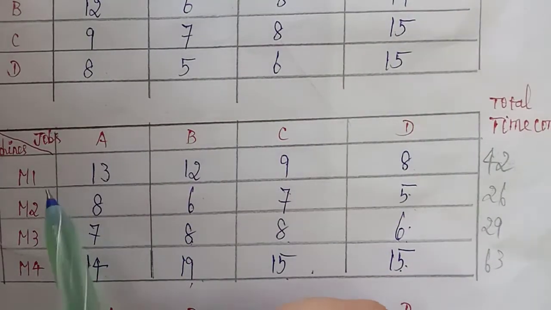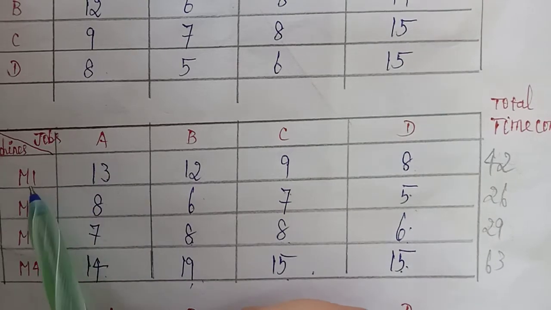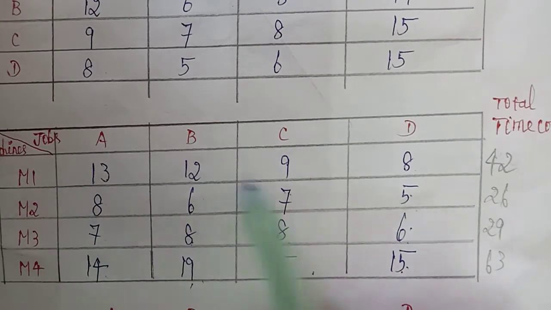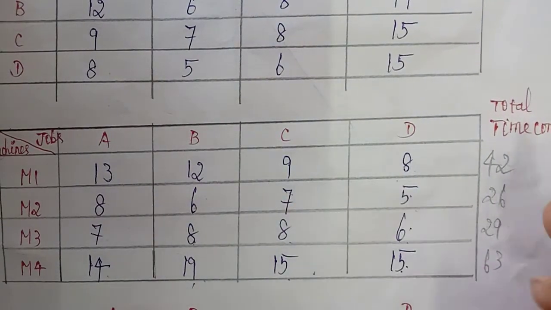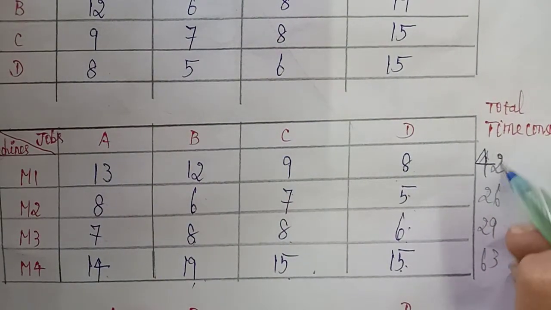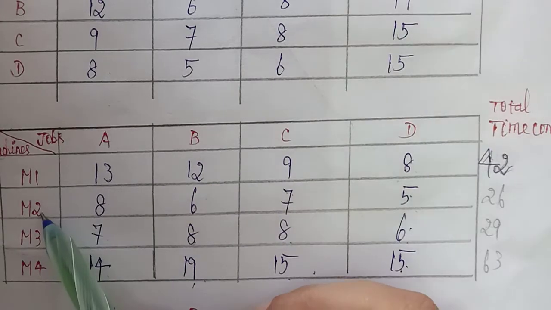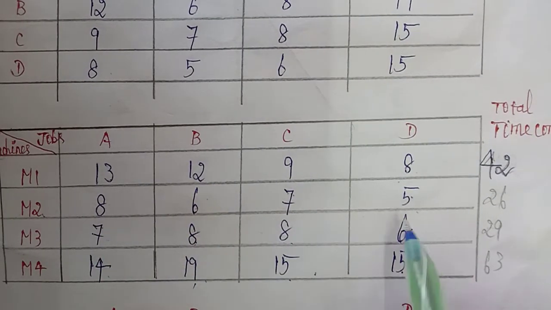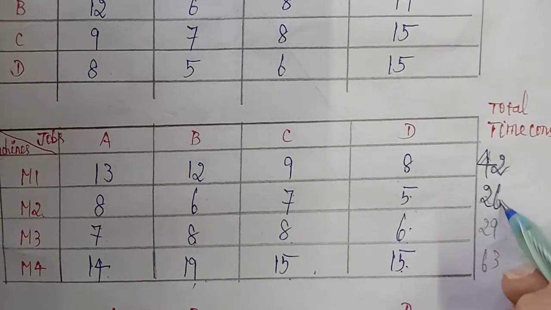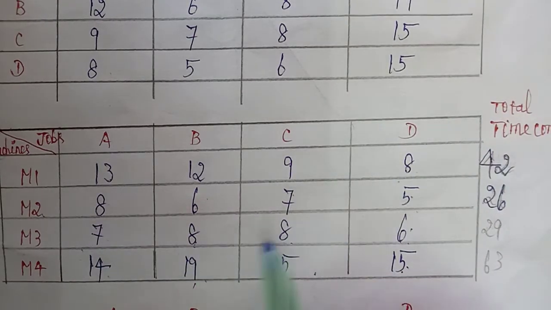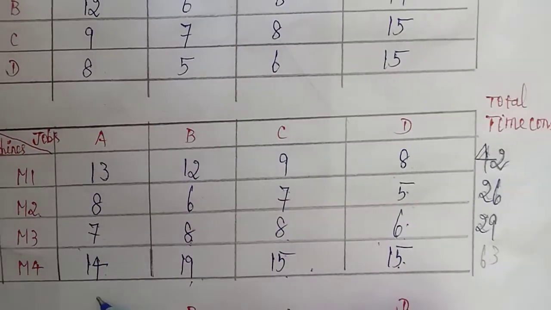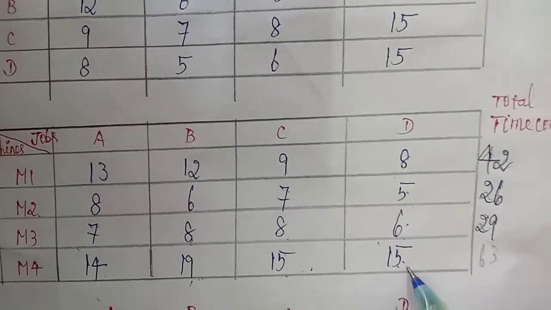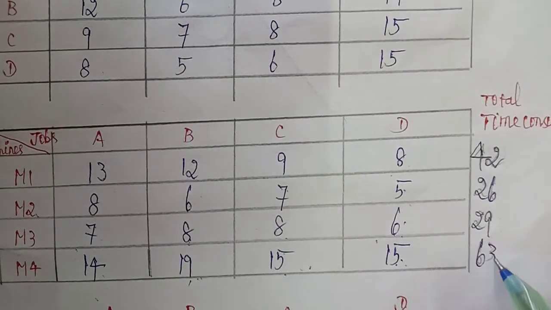Now from the given problem you have to find the total processing time, that is time consumed by M1. You add the values 13 plus 12 plus 9 plus 8, which is 42. Okay, similarly for M2, 8 plus 6 plus 7 plus 5, 26. 7 plus 8 plus 8 plus 6, 29. 14 plus 19 plus 15 plus 15, 63.